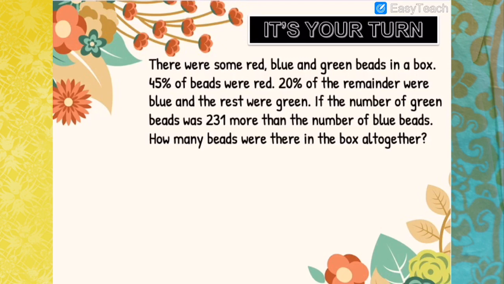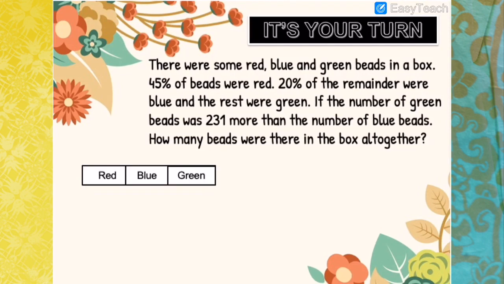So the problem, there were some red, blue, and green beads in a box. 45% of beads were red, 20% of the remainder were blue, and the rest were green. If the number of green beads was 231 more than the number of blue beads, how many beads were there in the box altogether? Now we will use a diagram to solve this problem. So looking back at the question, we have 20%, 45%, and 231, which is given.